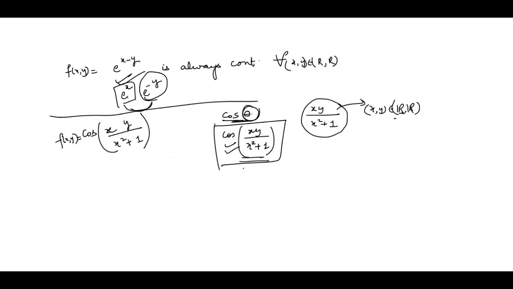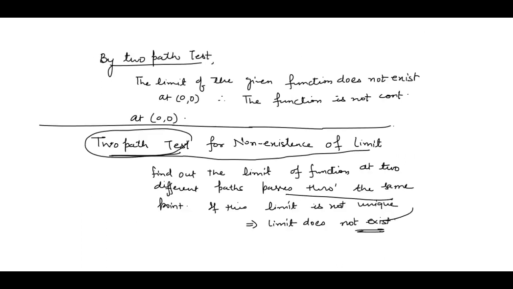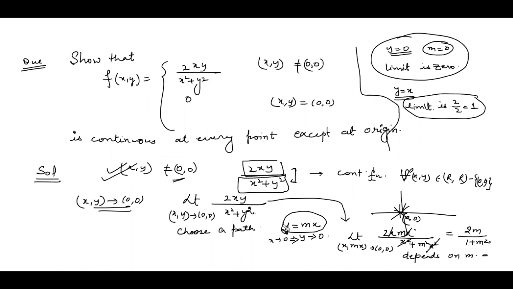For example, here, when you put m to be 0, you will have a different limit. At y equals x it is different. So these limits are not the same with two different paths passing through the same point 0, 0. So this implies that by two-path test the limit does not exist at 0, 0.